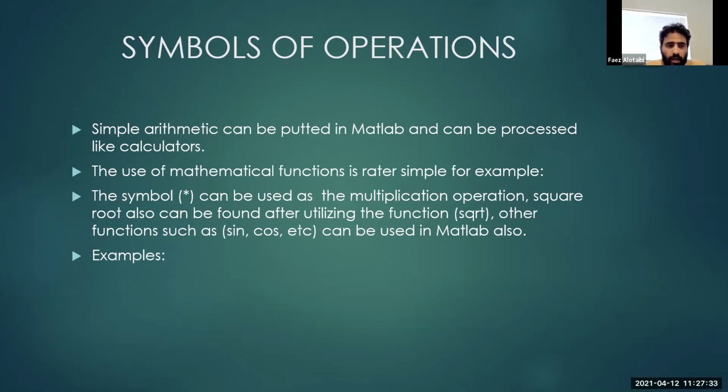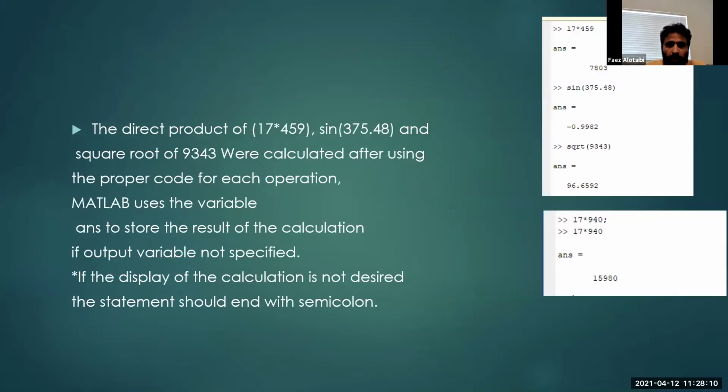For example, you can use a function such as multiplication when you use symbols such as this one, the asterisk. The direct operation will be stored in the variable ans. Also, other operations such as the square root or cosine, sine, and the rest of the operations can be used also in MATLAB. I found these examples.